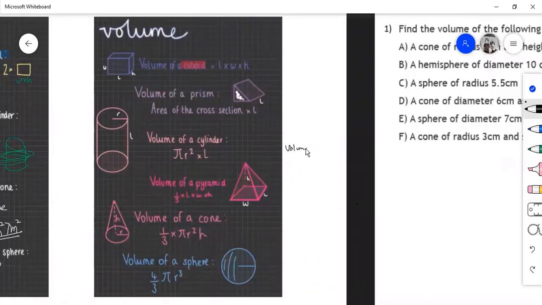The volume of a prism, we have a very general formula, which is cross-section area times length, width, or height, depending on what is provided to you during the examination. Okay, so remember the formula. Volume of any type of prism is cross-section area times length, width, or height.